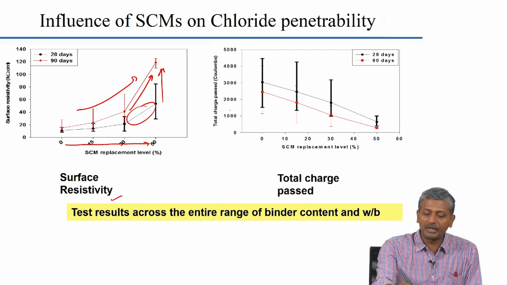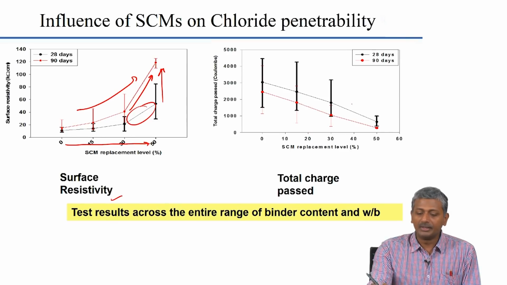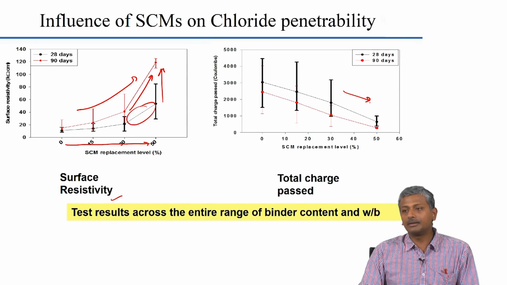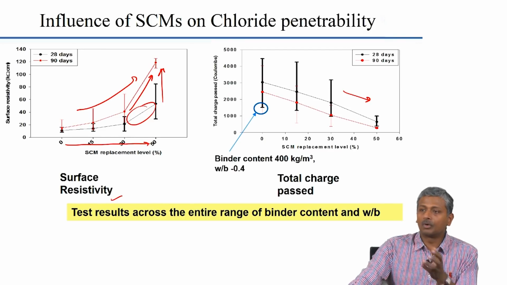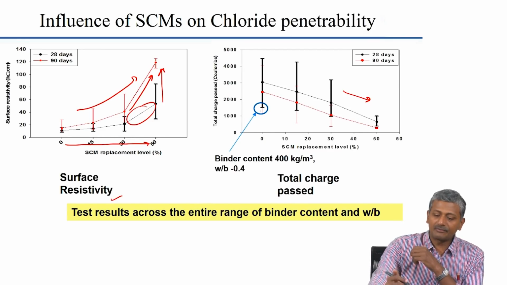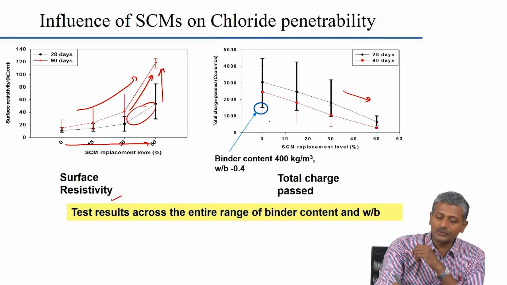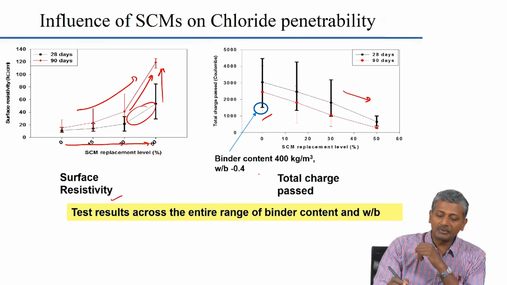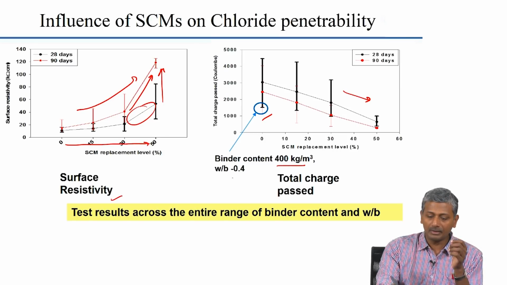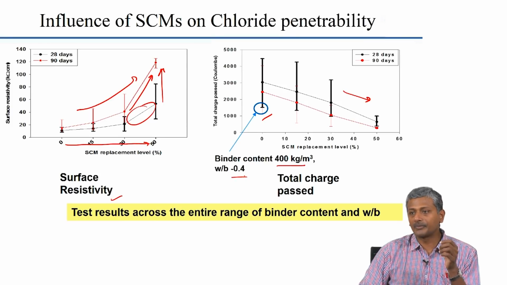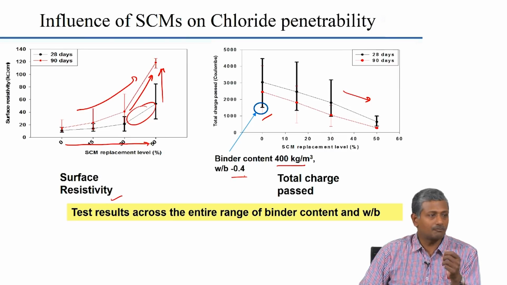Similarly, if you look at chloride penetrability in terms of charge passed, there is a decline in the charge passed as you increase the levels of replacement. So, what is interesting here is that this very low charge passed of between 1000 and 2000 coulombs is being obtained with a concrete. If you just have plain ordinary Portland cement, it is being obtained by the concrete with 400 kilograms of cement and 0.4 water binder ratio. So, what would be the grade of that concrete? 400 and 0.4, maybe about M40, M45.